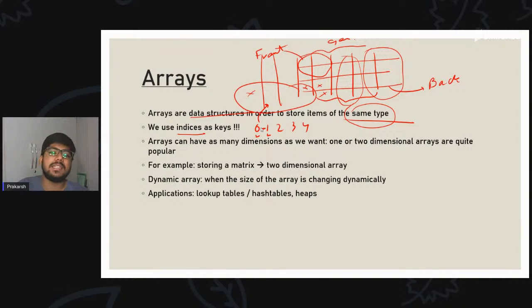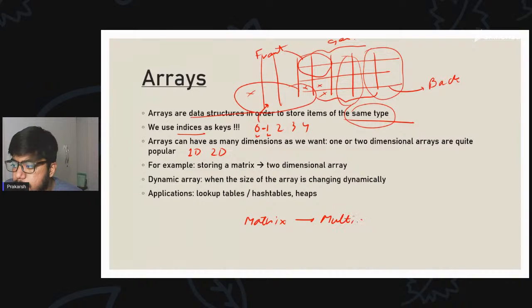Arrays can have as many dimensions as we want. 1 or 2 dimensional are always quite popular. People who know C++ or are studying C++ know about 1D and 2D arrays. Don't worry if you have not studied C++, because I'm here to help you. If I have to store a matrix, a matrix can be put into a multi-dimensional array. A multi-dimensional array is very similar to memory.